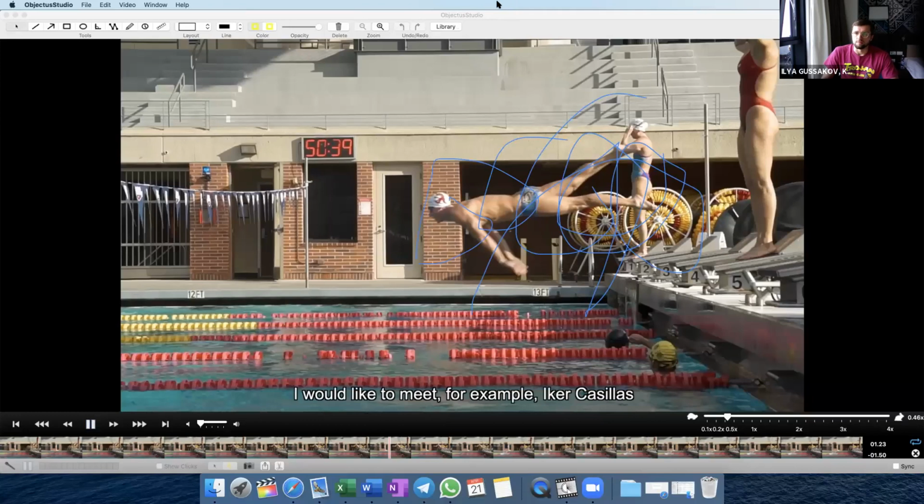Okay, people, let's finish this thing. She can jump much less than this. Wait.